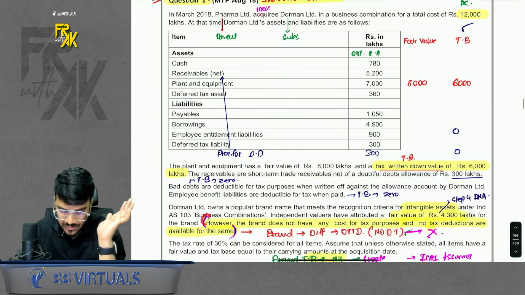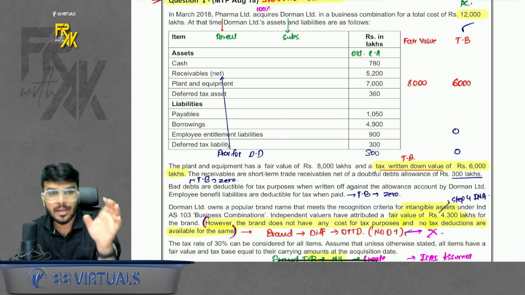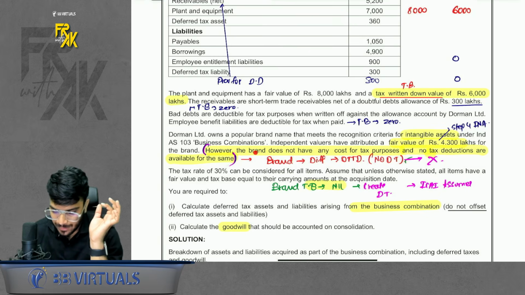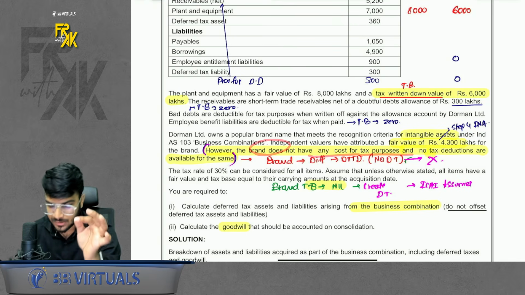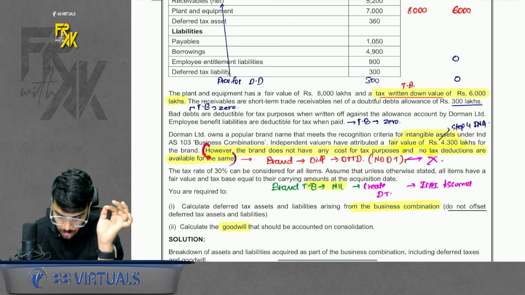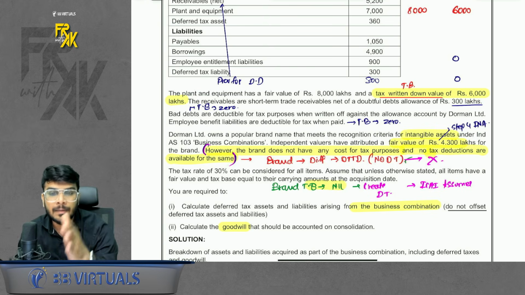Second thing, in this question, one adjustment was there relating to brand. There is a brand which is not appearing here. If we are taking over a brand and it is self-generated, we will not record it. If you are purchasing it in a business combination, you can record it. So brand, I will record it. But one line was written that brand does not have any cost for tax purposes and no tax deductions are available for the same. So normally this line has an interpretation that the difference on brand is other than temporary.